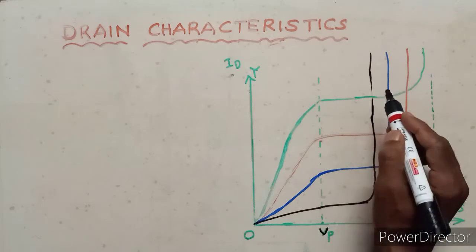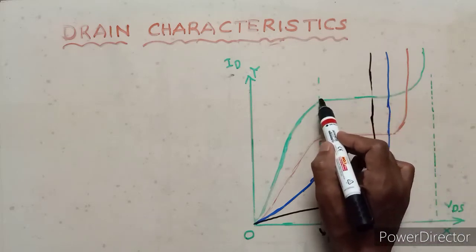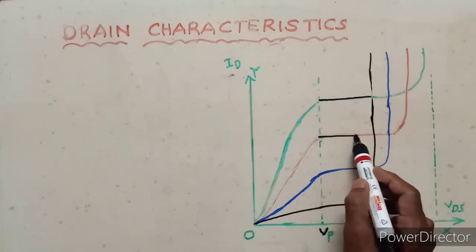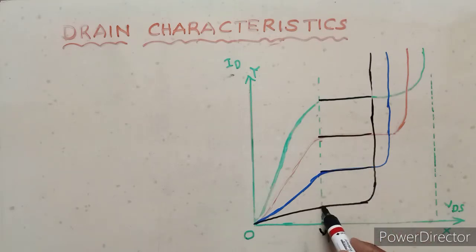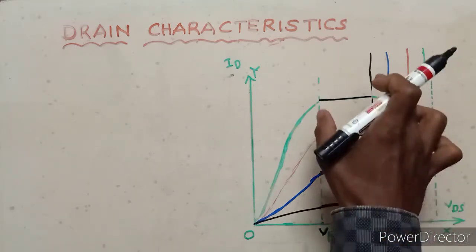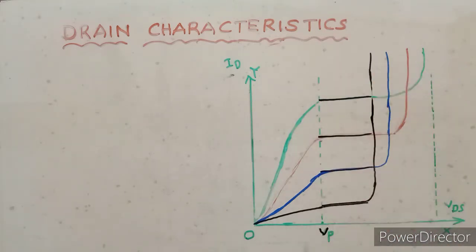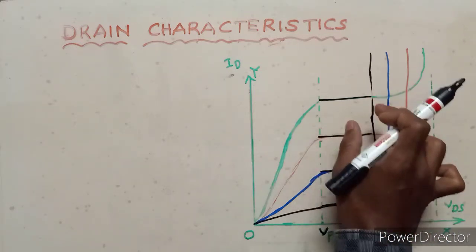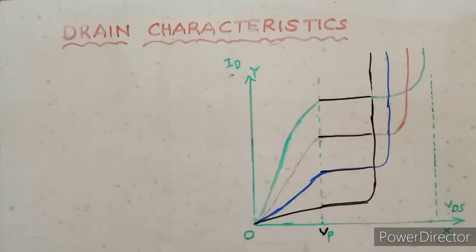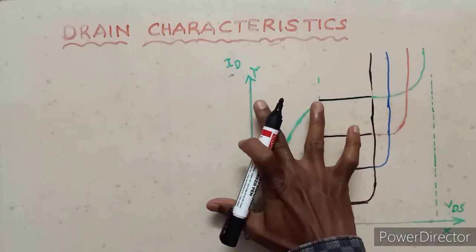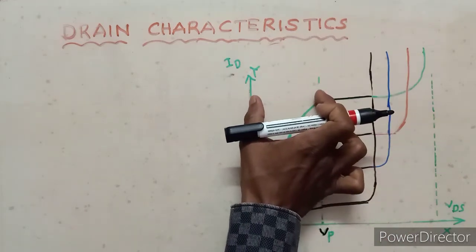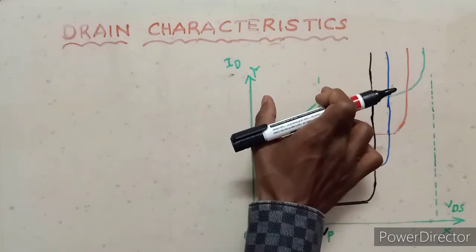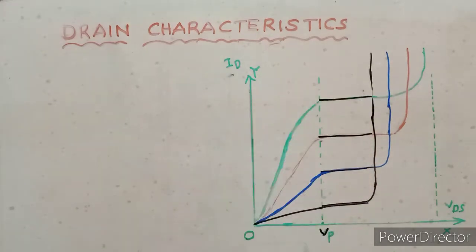So this region is the pinch off region. This is also the saturation region. This region is called the ohmic region.